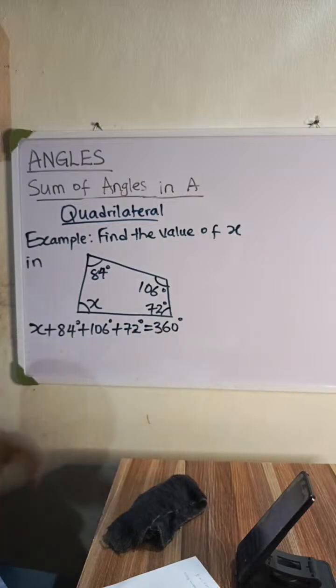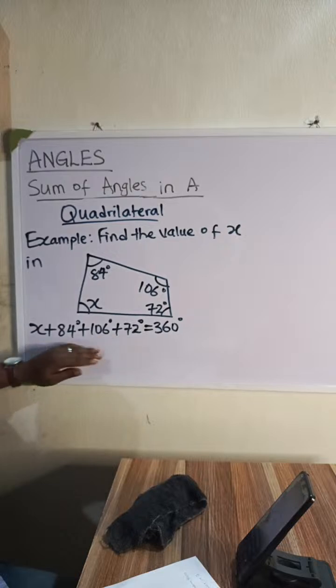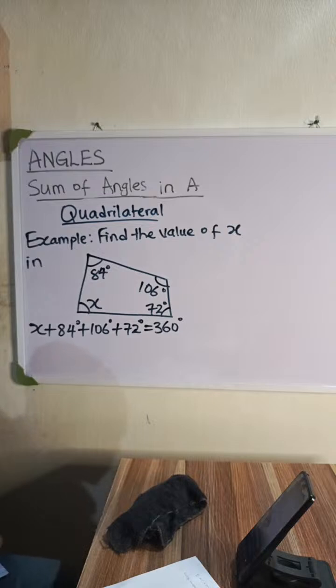Okay. So when you add these angles, what will you get? 84 plus 106 plus 72, what will you get? Sorry that your network is bad, Ibrahim. Confidence says 262. Confidence has another mark. Now confidence has 3 marks.